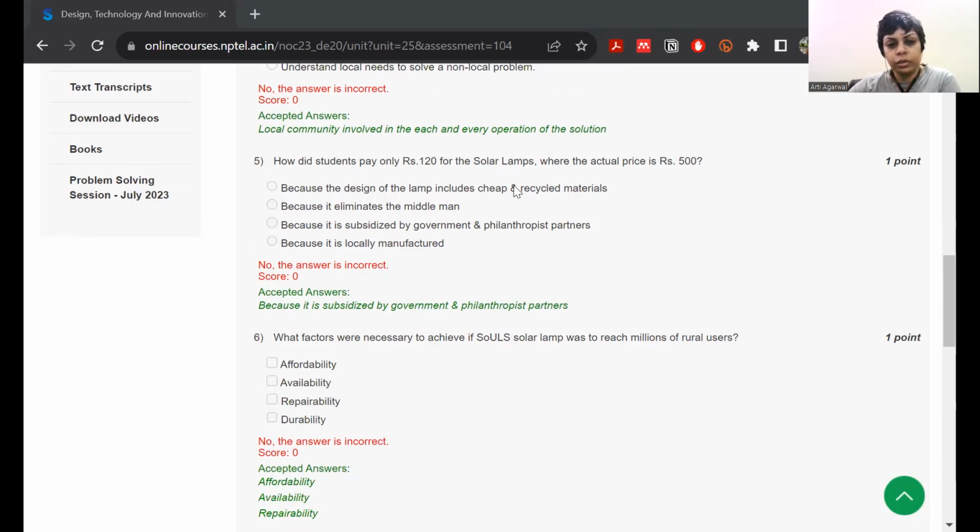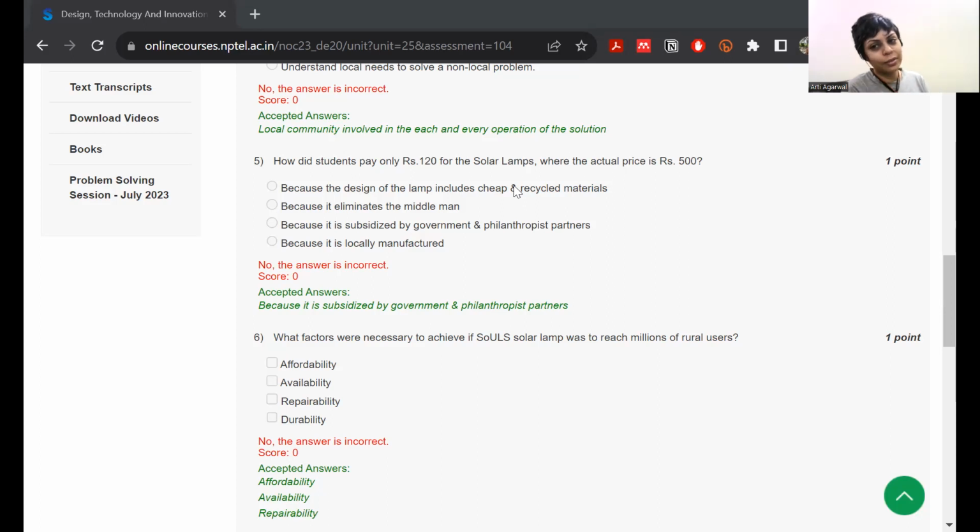Okay, question number five. How did the students pay only 120 rupees for the solar lamps, where the actual price is 500? So now the options are: because the design of the lamp includes cheap and recycled materials. Second is because it eliminates the middleman. Third is because it is subsidized by government and philanthropist partners. Fourth is because it is locally manufactured.